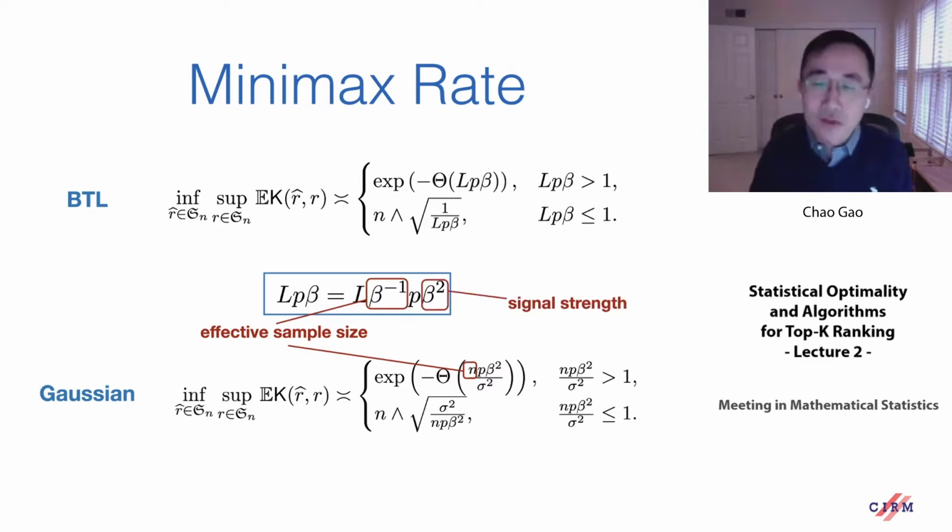And then we have the signal strength parameter beta squared. It is just the same beta squared as in a Gaussian model, right? So if you decompose LB beta in this way, then it is very clear that the effective sample size is 1 over beta and the signal strength is beta squared. And this explains why you have a linear dependence instead of a quadratic dependence, as you can see in the Gaussian model, right? So it's actually helpful to study the Gaussian model first so that you can understand the meaning of the parameter in the BTL model.